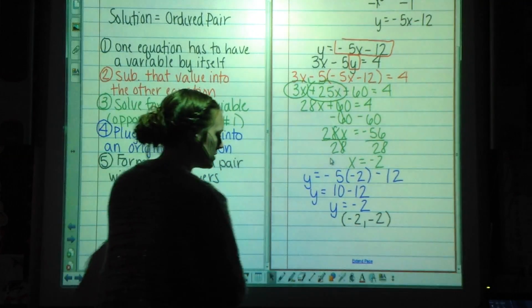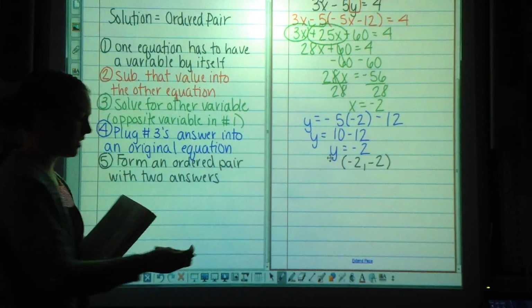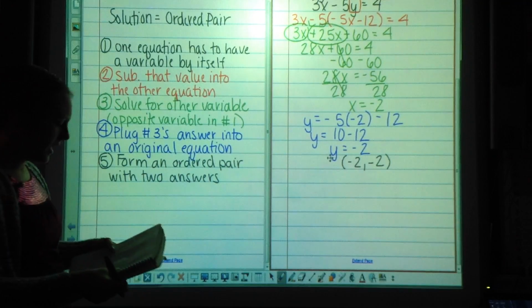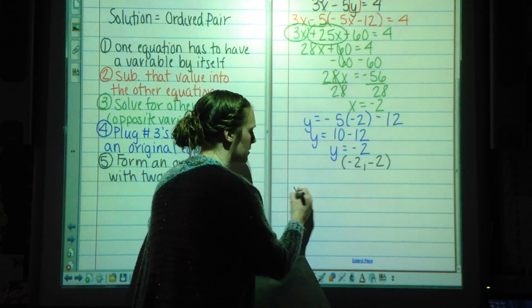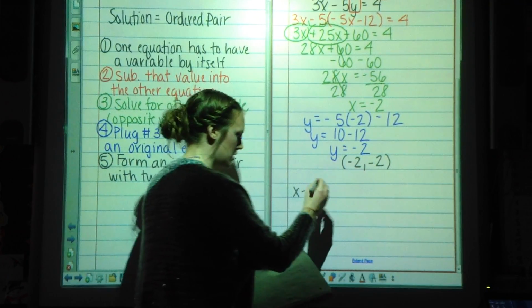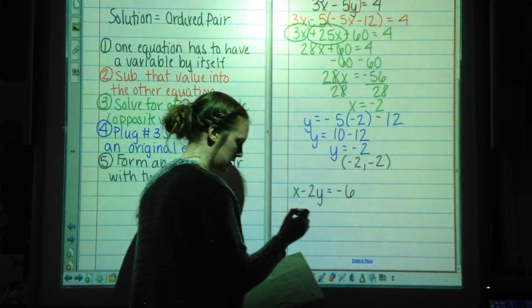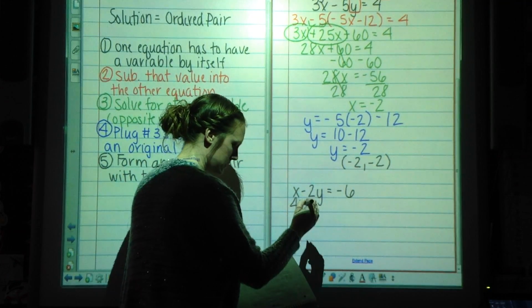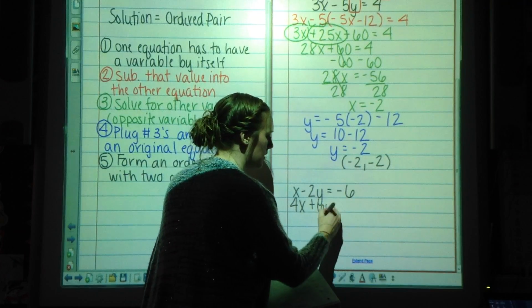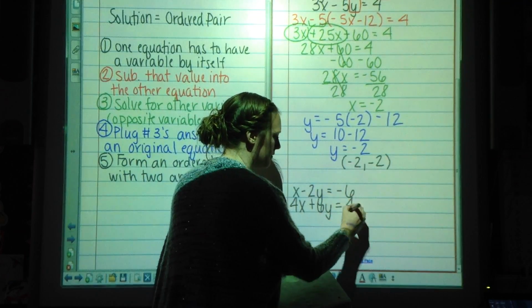Okay, this one looks a little different. Let's try this one together. x minus 2y equals -6. 4x plus 6y equals 4.